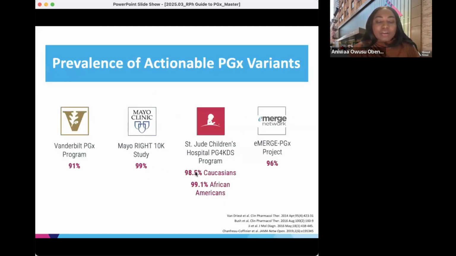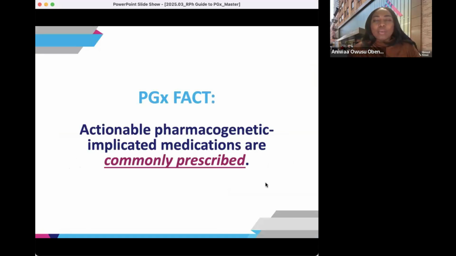These are some of the percentages of people that carry an actionable variant. In the Vanderbilt program, they saw about 91% of their population; in the Mayo RIGHT study, and 99% in the St. Jude's population, 98.5% amongst their Caucasian patients and 99% amongst their African Americans. In the eMERGE PGx program, which Sinai was one of the sites for, 96% of our participants carried at least one actionable variant. So these variants are very common. You may wonder, if they are common, why are we not doing something about it? That would be my question too.